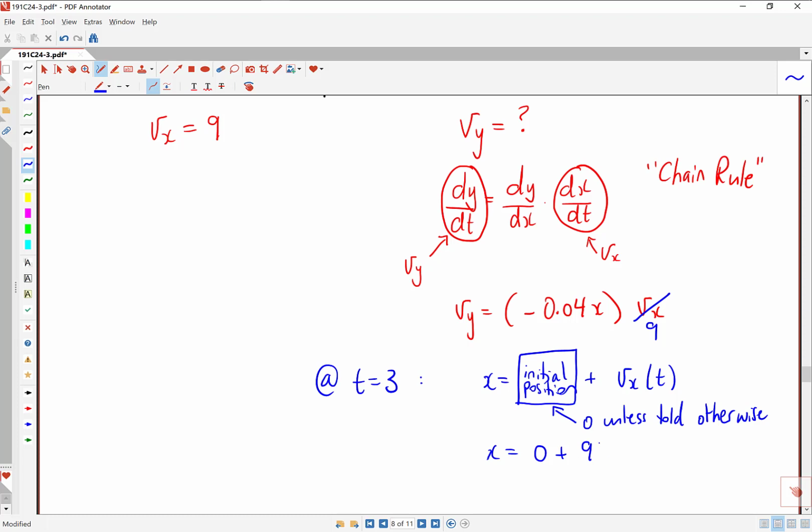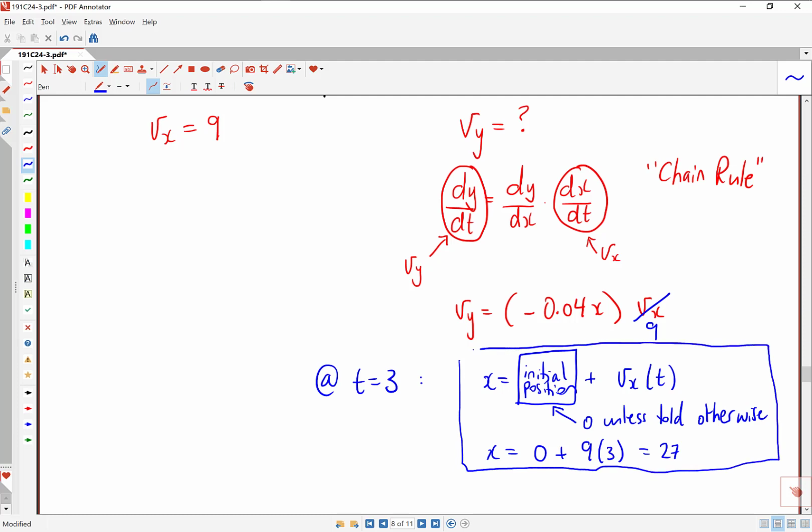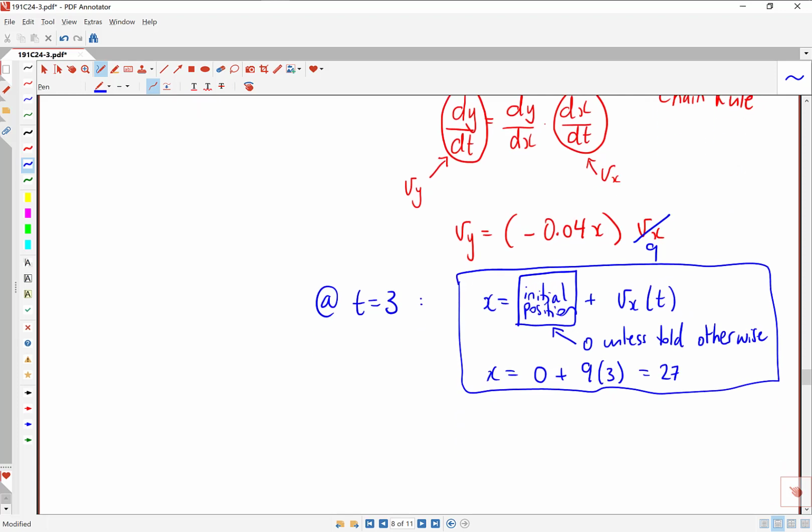How many seconds have we traveled for? 3. So what is our x position after 3 seconds? 27. Okay, so I'm going to put this in a box because it was really an intermediate calculation in terms of now getting our vertical velocity. So with that, we're ready to figure out v sub y.